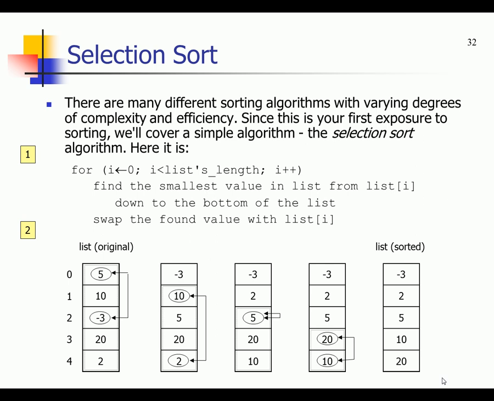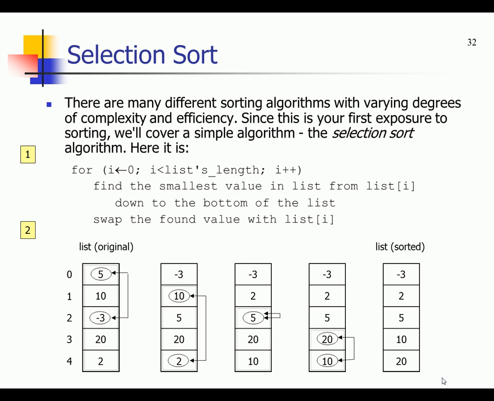From where you're at to the bottom, swap it with the current one. So we're going to go through our list. We have 5, 10, -3, 20, and 2. That's what we start with, okay? So we go through the list, find the smallest value, put it at the top. So the -3 goes to the top.